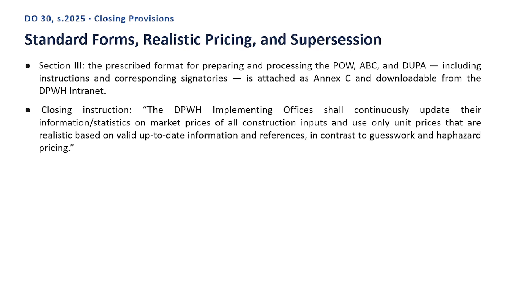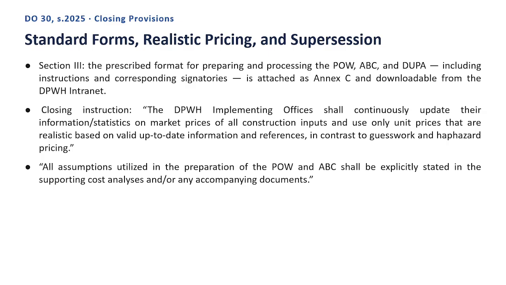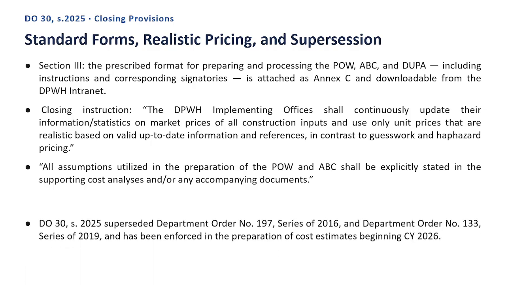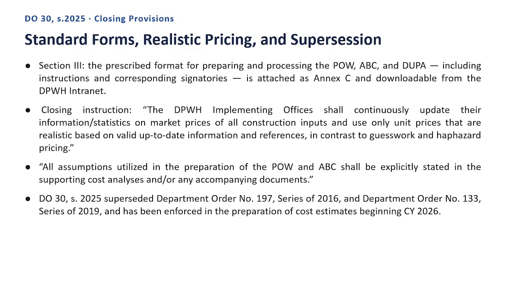Point 3. Quoting directly. All assumptions utilized in the preparation of the POW and ABC shall be explicitly stated in the supporting cost analyses and/or any accompanying documents. Point 4. DO 30, Series 2025 superseded Department Order Number 197, Series of 2016, and Department Order Number 133, Series of 2019, and has been enforced in the preparation of cost estimates beginning FY 2026. Taken together, these points give you the practical, working picture of standard forms, realistic pricing, and supersession.